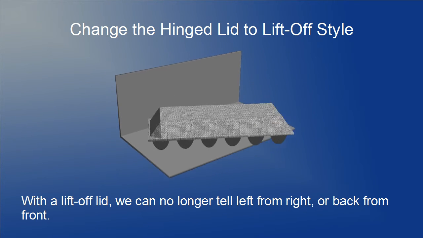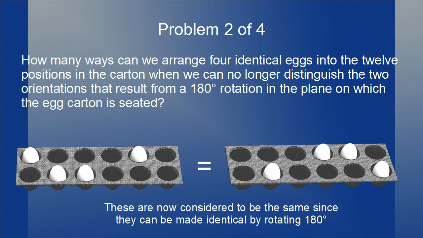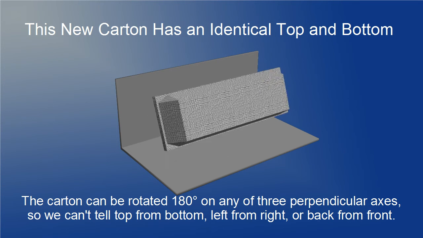So question number 2 is, how many ways can we arrange 4 identical eggs into the carton of 12 when we can no longer distinguish the 2 orientations that result from a 180-degree rotation in the plane on which the egg carton is seated? In question number 3, I'm going 1 step further.